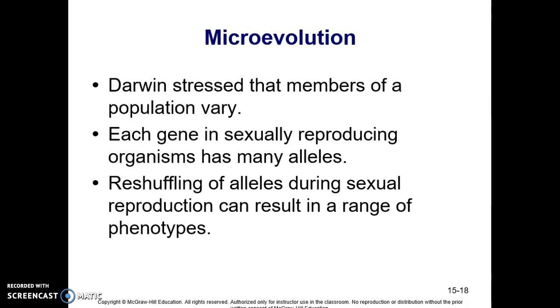Again, going back to the start of this, Darwin noticed this, and it's still the foundation of natural selection. Members of any population have variety. And I know when we talked about genetics and Mendel, we kind of simplified things and said we have a dominant allele and a recessive allele. But in the real world of genetics, there are actually many different forms of the allele. There could be multiple dominant alleles, multiple recessive alleles. And so that shuffling at a population level can result in a range of phenotypes.